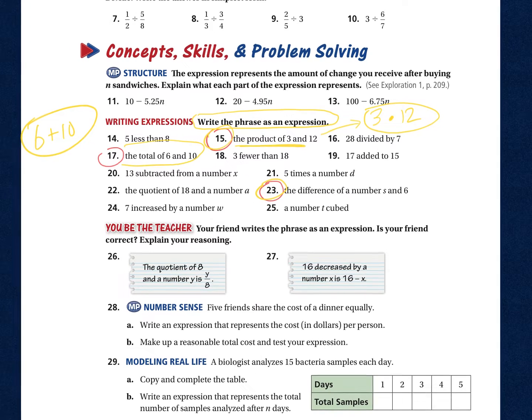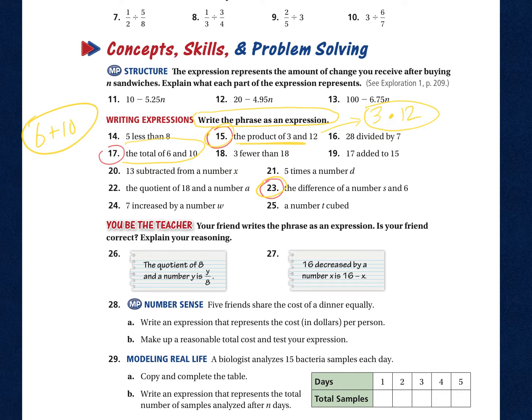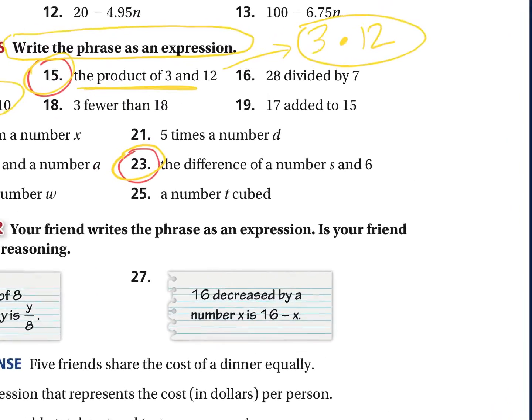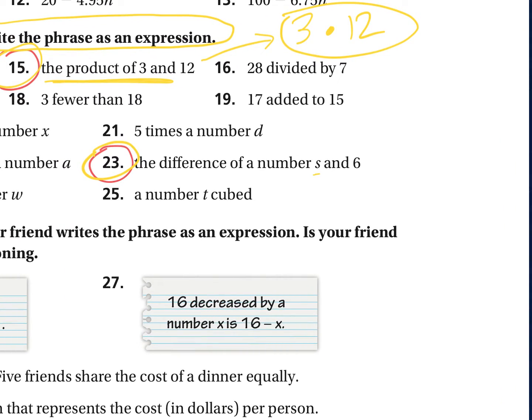Number 23, the difference of a number s and 6. Okay, now this is going to be algebraic because we have this unknown, this s, this variable. So the difference of a number s, they're just saying it could be any number, and 6. And then difference means that we are subtracting. So the difference of s and 6. So this is our algebraic expression because s is a variable. Whenever we have a variable, we call that an algebraic expression.